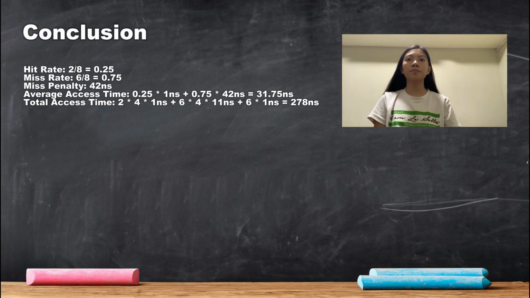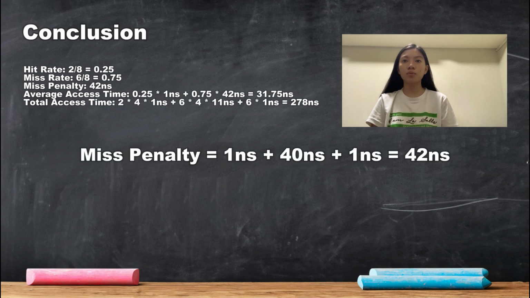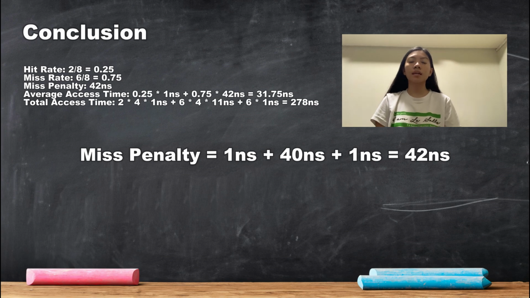Let's start with the miss penalty. In this case, we're given that the miss penalty is calculated as follows. The miss penalty is equal to 1 nanosecond plus 40 nanoseconds plus 1 nanosecond equals 42 nanoseconds. This means that when the cache misses, it will take 42 nanoseconds to retrieve the data from main memory and place it in the cache.